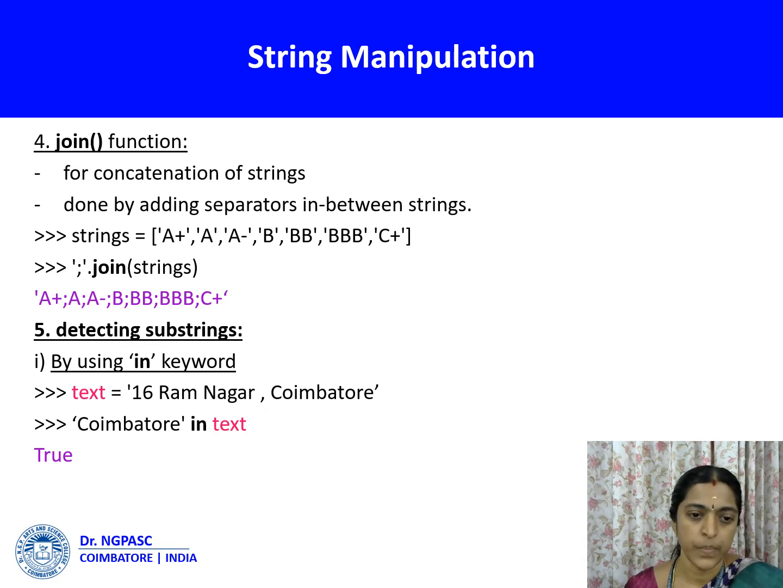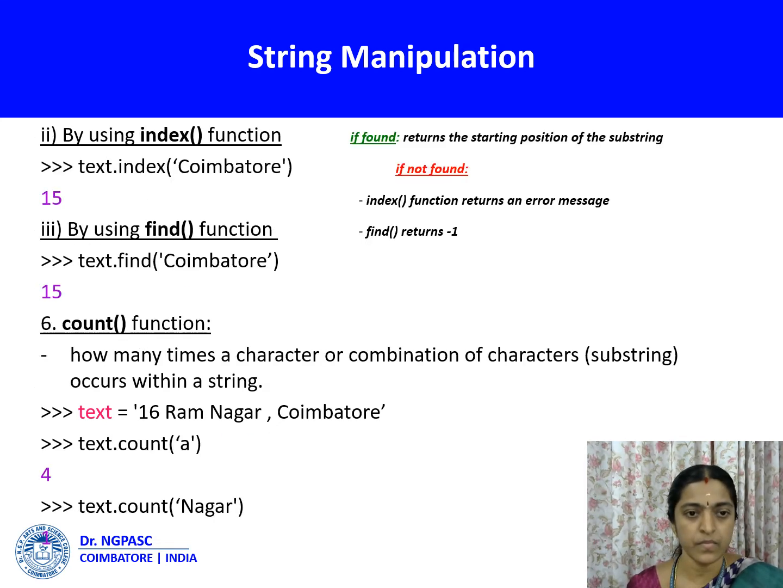Here also we are taking the same Python variable text, which is initialized to 16 Ramnagar Coimbatore. And here I'm checking whether the substring Coimbatore is present in text, Coimbatore in text. So this in function returns the value true if the substring is present in the given variable, or it returns the value false if the substring is not present. As Coimbatore is present in this text, it returns the value true.